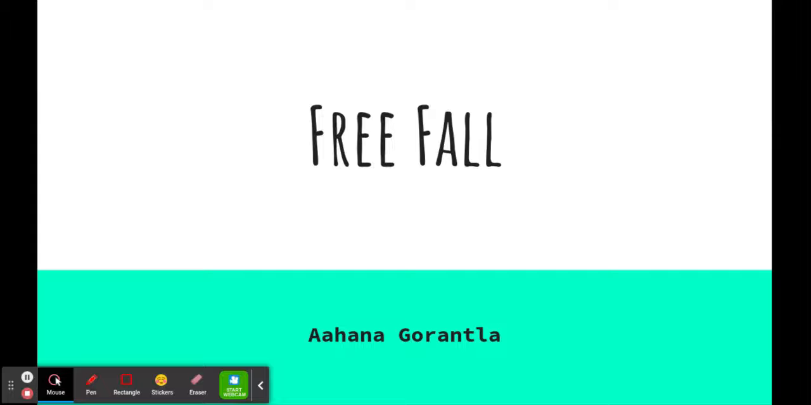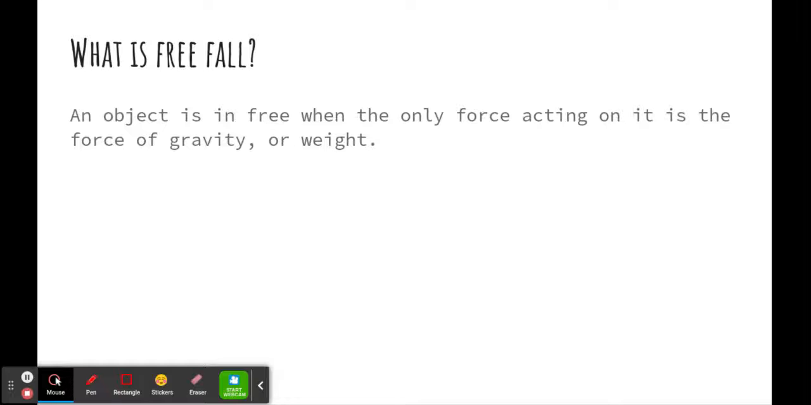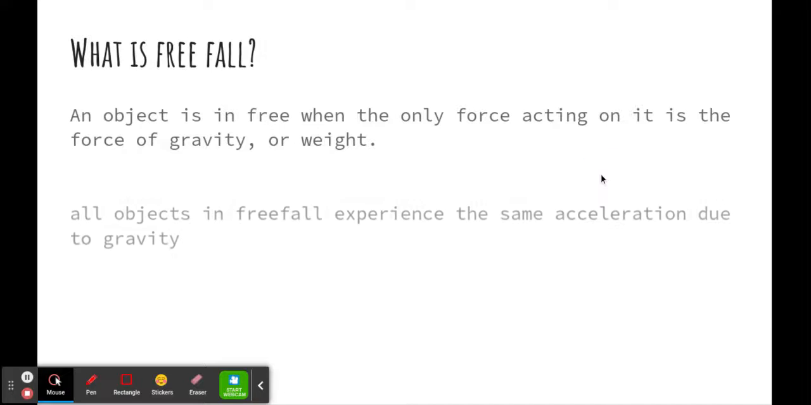Hello, today I will be giving you a basic explanation on what free fall is in terms of physics. So what is free fall? An object is in free fall when the only force acting on it is the force of gravity, or weight.